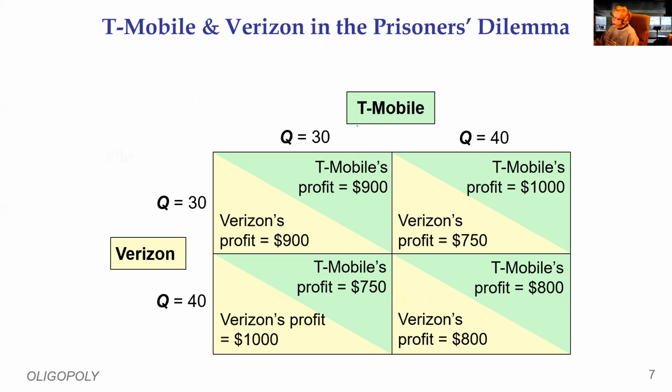Here, again, what are the two outcomes? T-Mobile can either produce 30 or 40. Verizon can either produce 30 or 40. Just simply looking at this is a positive thing now. So what we're going to do is look at Verizon first. So we have 900. Oops, I'm sorry, that's wrong.